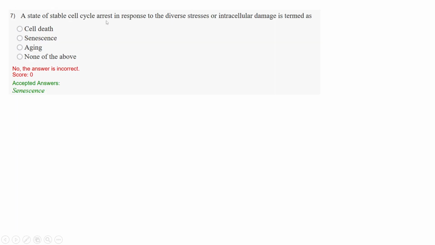State of stable cell cycle arrest in response to diverse stresses or intracellular damage is termed as: cell death, senescence, aging, none of the above. Senescence is the correct option. When there is a nutrient deprived condition, various stress, or intracellular damage, the cell will undergo senescence, and replication and division will be inhibited. So senescence is the cell cycle arrest condition.